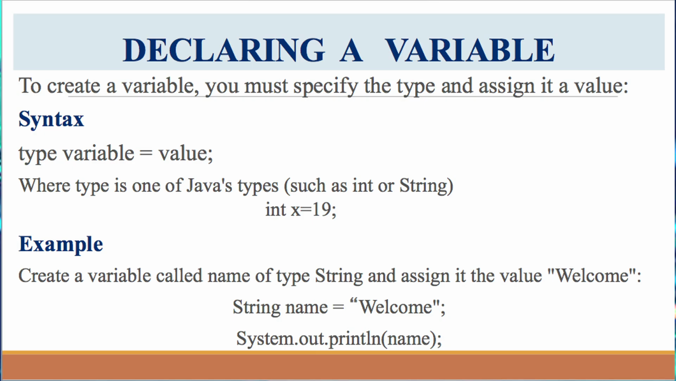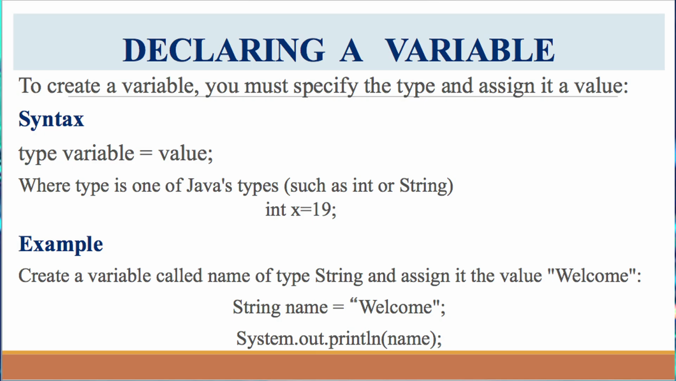I have already explained this. When we declare a variable, we have to write the syntax: first the type, then the variable name, and then the value which we are passing to that variable. The type is one of the Java types, so it may be integer, string, or float. According to the need of the program, we declare the variable as we require it in the program.